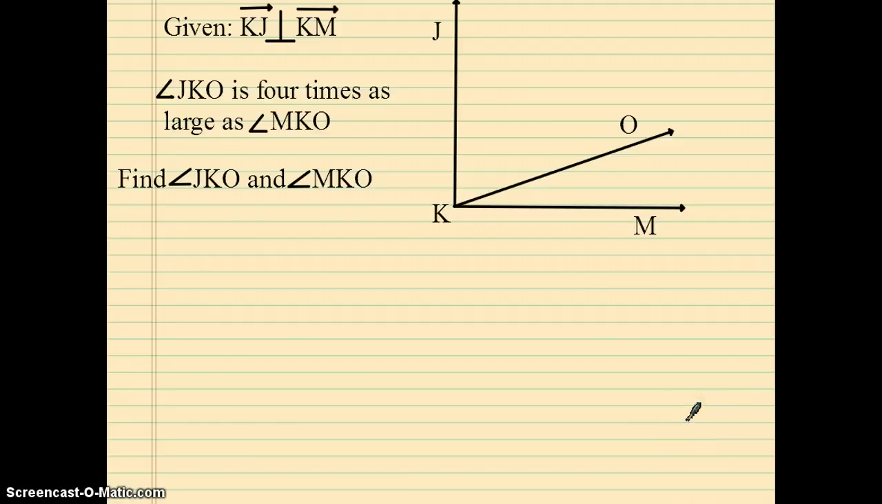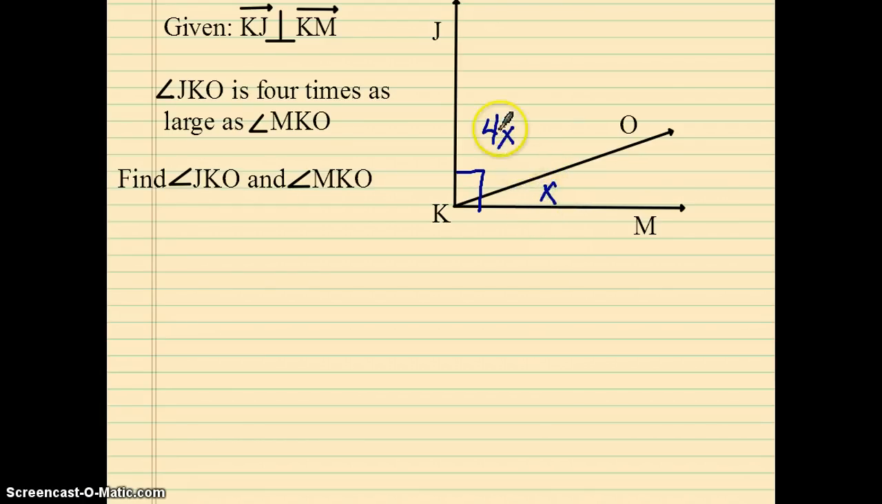Okay, let's take a look at another one. We're given that KJ is perpendicular to KM. So right away, this angle JKM is a 90-degree angle. That's our immediate conclusion. We see perpendicular lines, perpendicular rays, perpendicular segments, and right away our brain should be saying right angle, 90 degrees. Well, we know that JKO is 4 times as large as MKO. So let's call this X, and let's call this 4X, because if that's some unknown measure, this is 4 times as big as that.